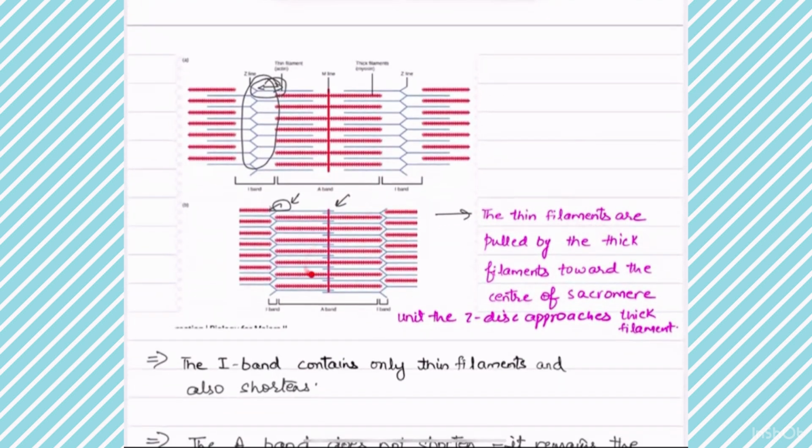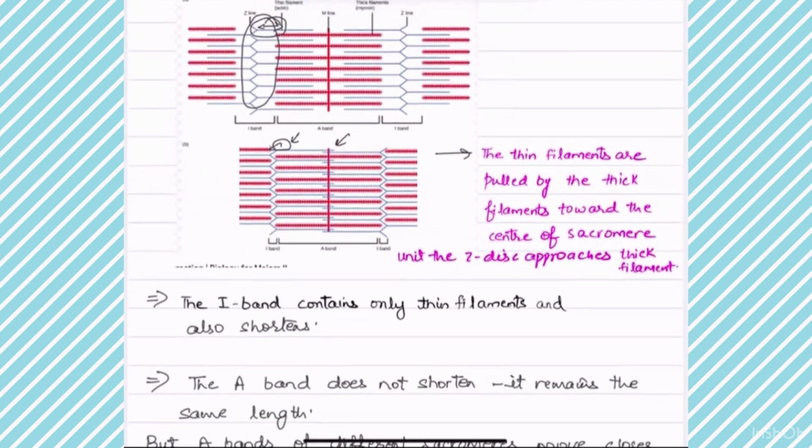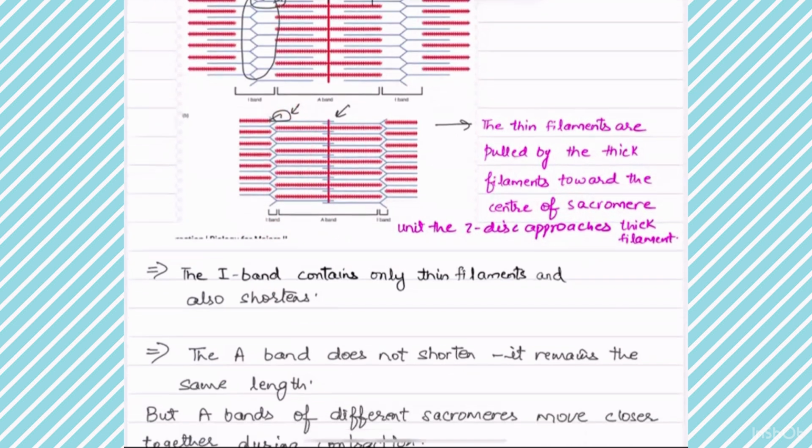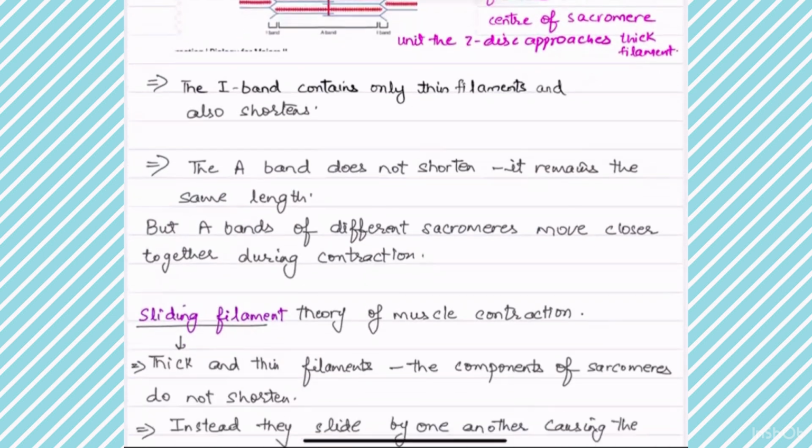The thin filaments here are pulled by the thick filaments towards the center of the sarcomere until the Z disc approaches the thick filament. The I band contains only thin filament and also shortens. The A band does not shorten; it remains the same length. But the A bands of different sarcomeres move closer together during contraction.